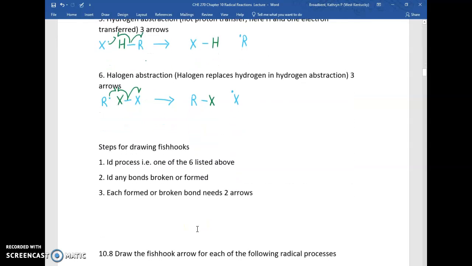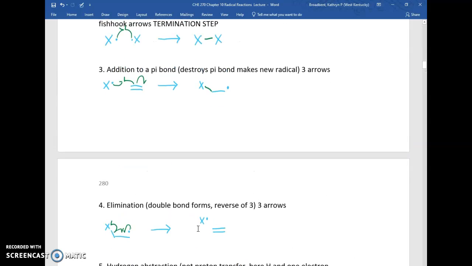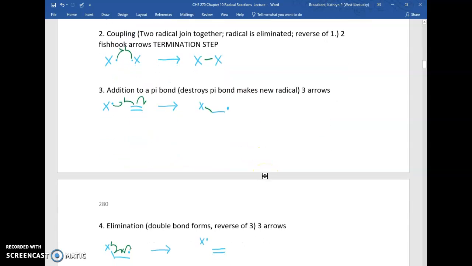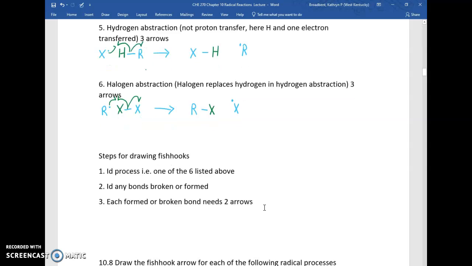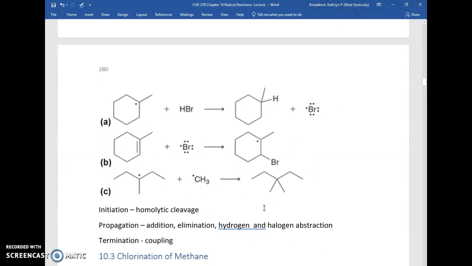So the steps for drawing these fish hooks are, first, that you need to ID which of the processes you're involved with. Note that they all have 3 arrows except for the initiation and the termination step. The homolytic cleavage and the coupling have 2 arrows, but all the others, you need to have 3 arrows. That helps keep you straight. Then identify the bonds that are broken and formed. Each formed or broken bond will need 2 arrows because it has 2 electrons and they're coming from different places. So let's draw the fishhook arrows for the following radical processes.